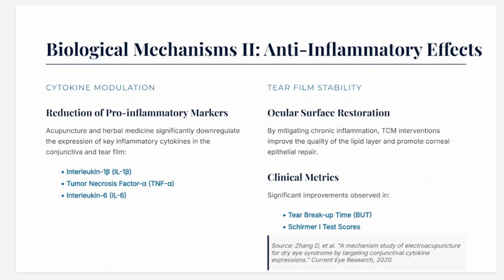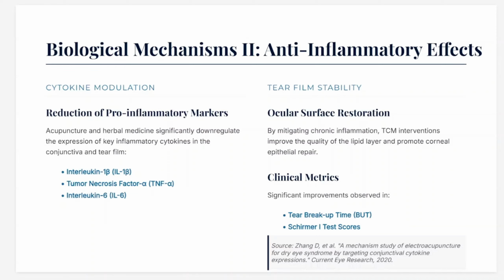Beyond neuroendocrine regulation, acupuncture also reduces inflammation. Studies show decreased levels of key pro-inflammatory cytokines, including interleukin-1 beta, tumor necrosis factor alpha, and interleukin-6. Reducing inflammation improves tear film stability and promotes corneal epithelial repair.